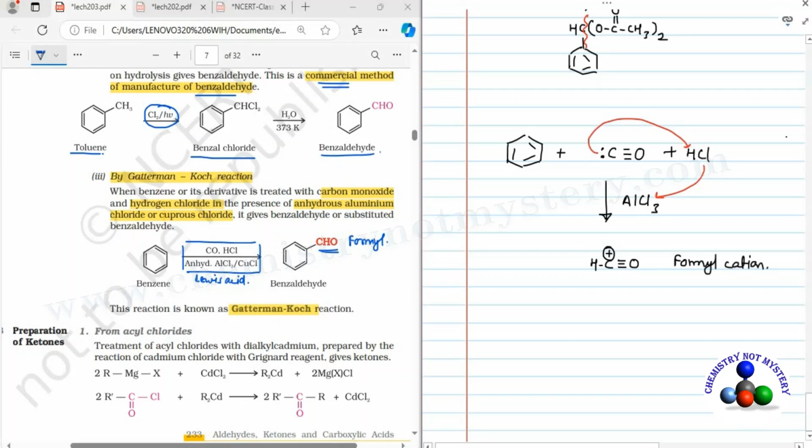This formyl cation acts as an electrophile for benzene. Now it gets attached to the benzene and as a result of it, benzaldehyde is formed. So this is benzene. After electrophilic substitution reaction, this formyl group will get attached to benzene and it results in the formation of benzaldehyde.